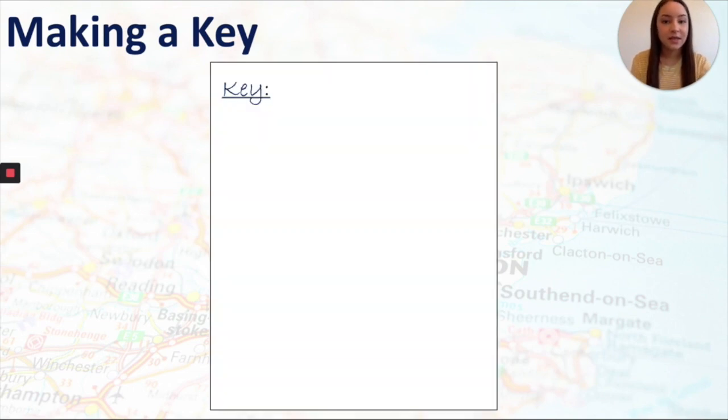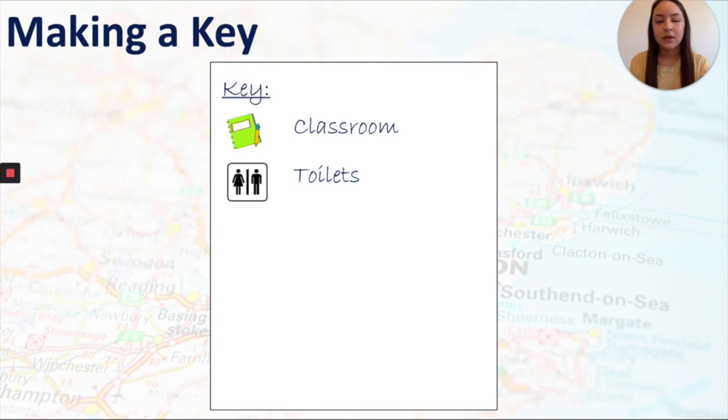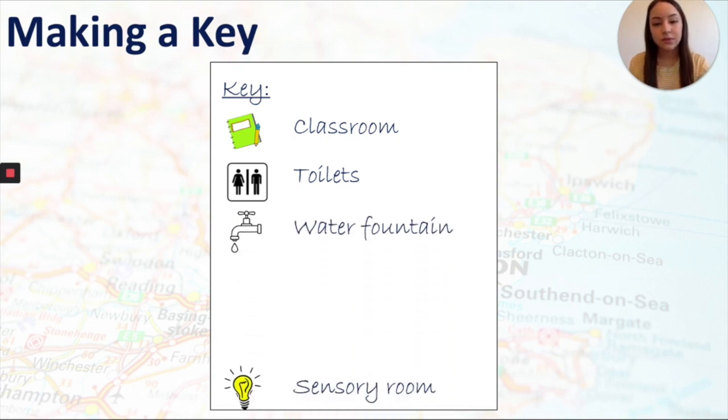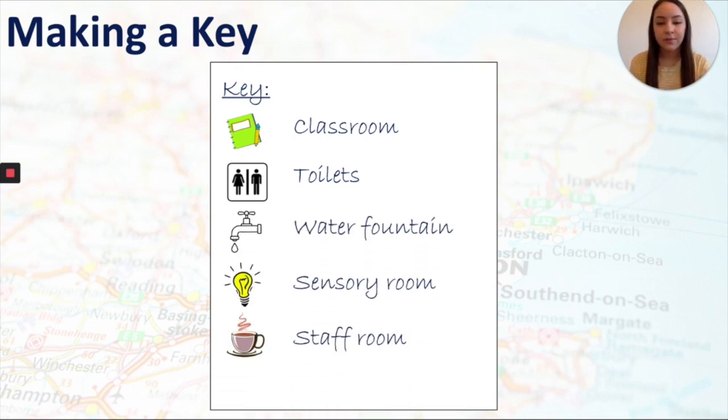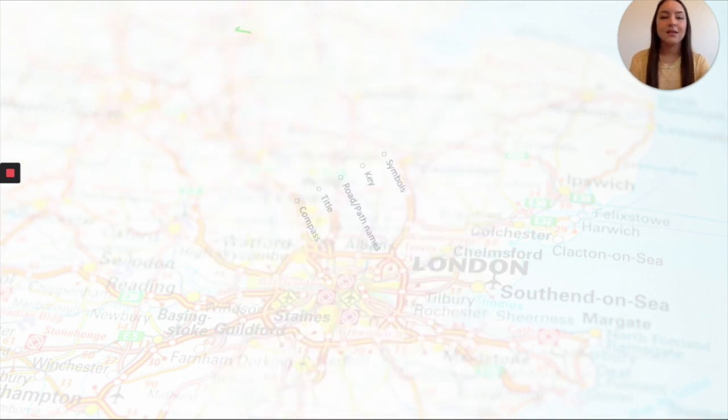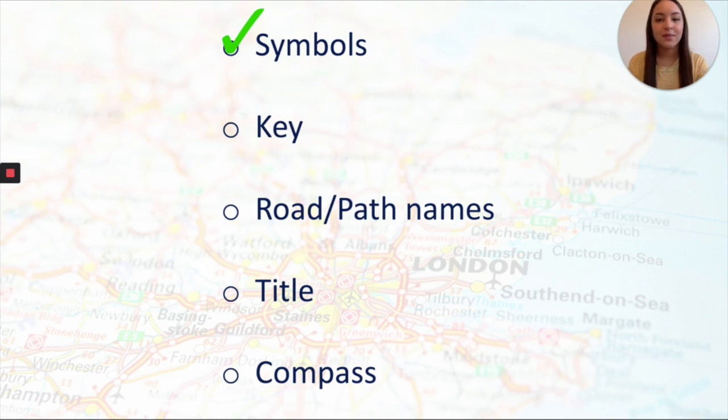First we need to title it key so everyone knows that's what the key is. And so for my key, I will have this for the classrooms, this for the toilets, the water fountain, the sensory room, the staff room, and also the one I almost forgot about, Mr. Omateo's office too. So here's my key. Using your own symbols, can you make your own key in your books, please? You can pause the video while you do that. Okay, so we've completed our symbols already and we've just finished our key too, so well done.